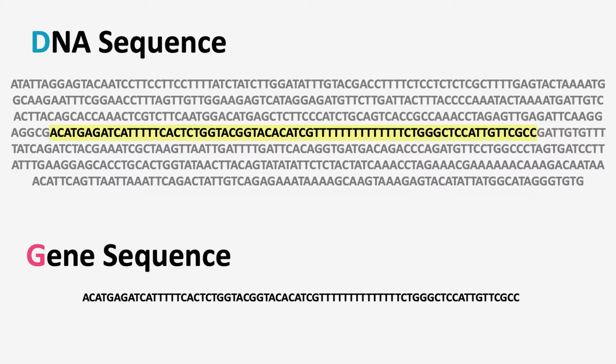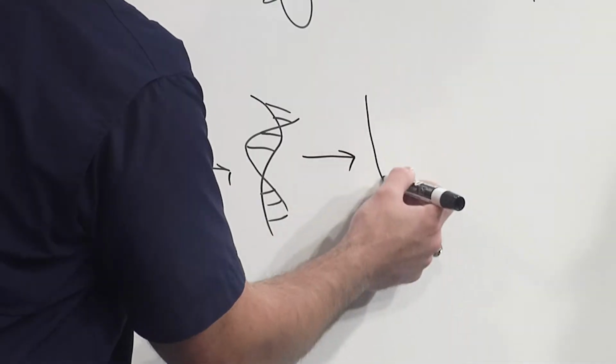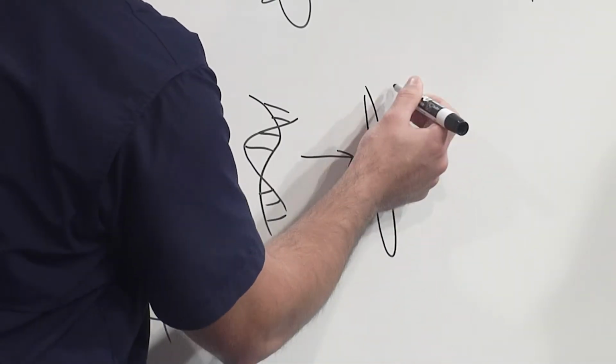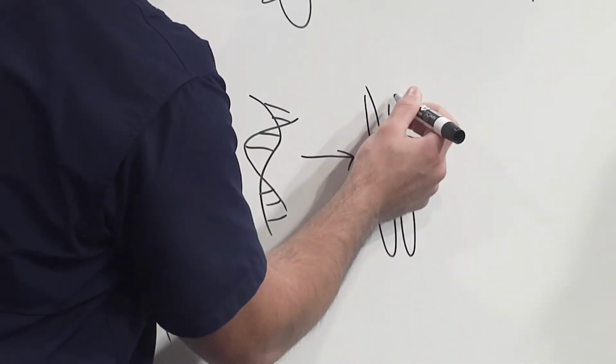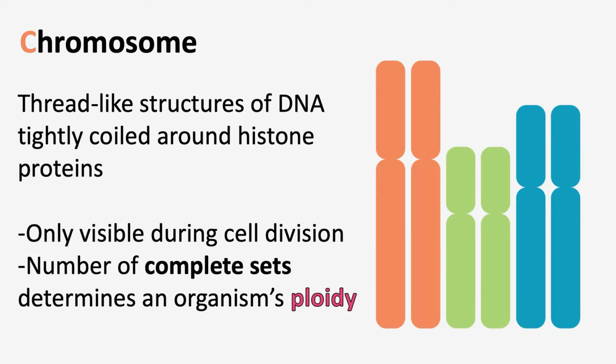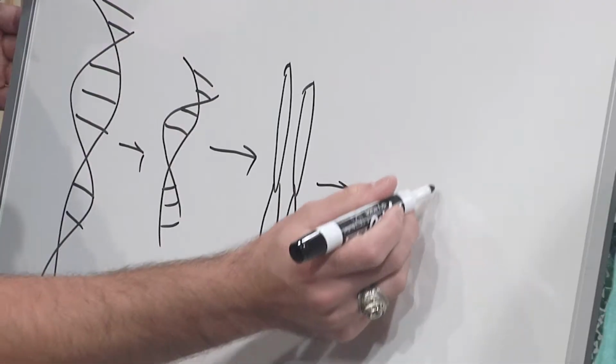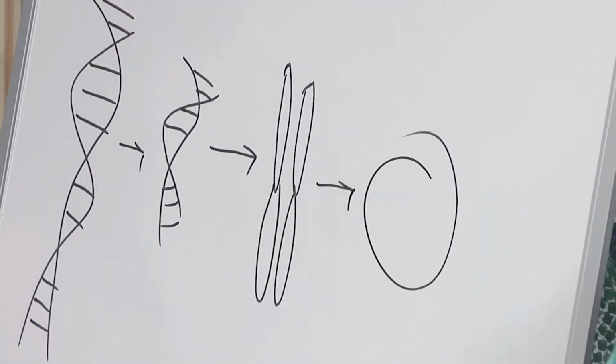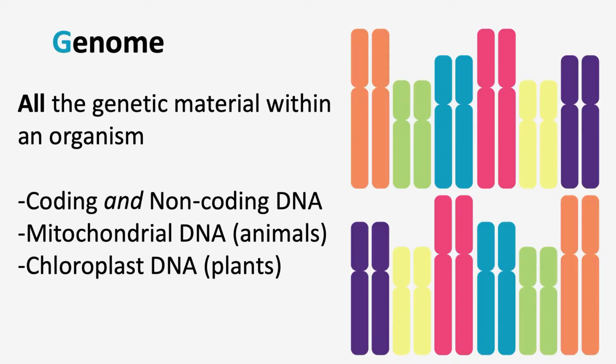So all of your DNA together, when it bundles itself together, creates these things called chromosomes. A chromosome is a bundle of DNA. Living organisms usually have multiple chromosomes. And when you take all of the chromosomes together into consideration, you get something called the genome. And the genome is all of an organism's DNA.